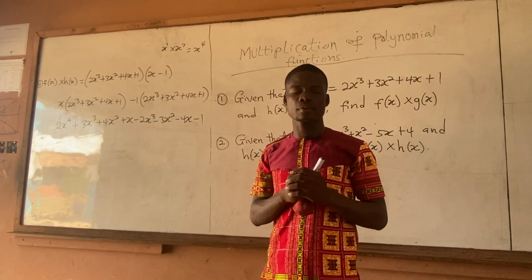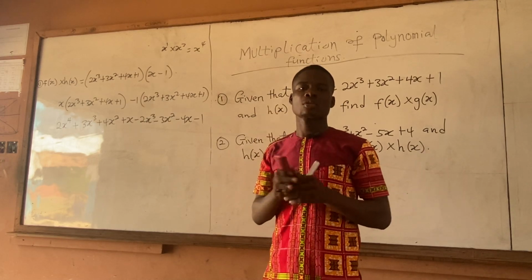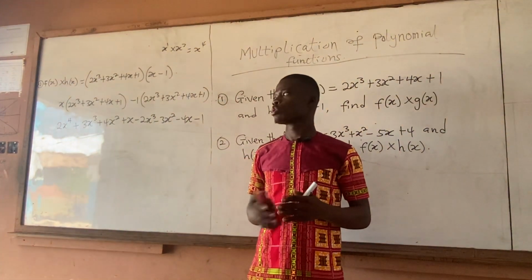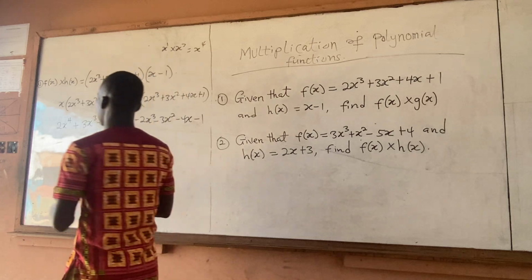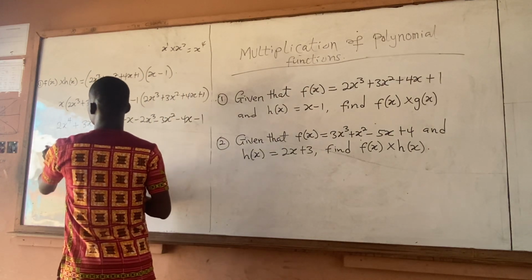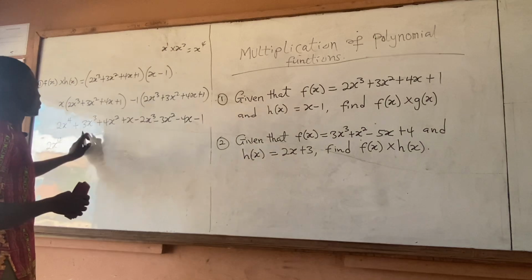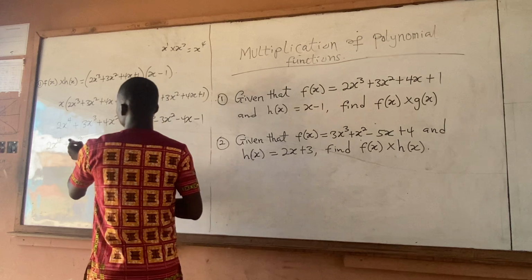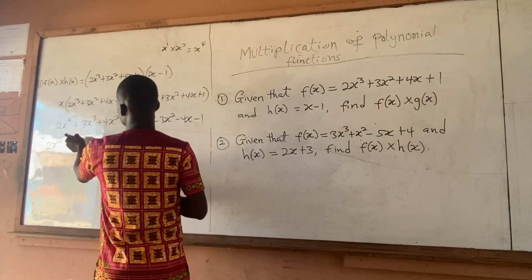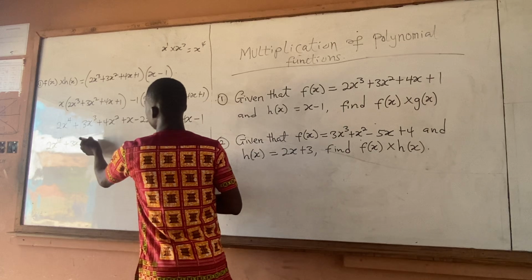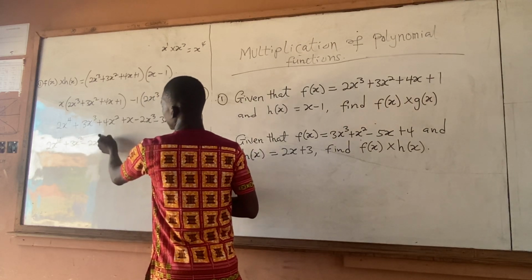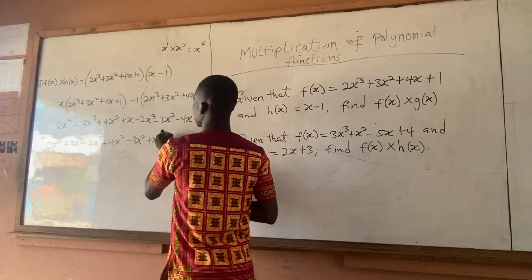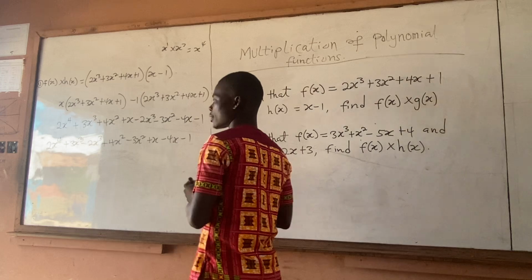Now, let's take our time and group the like terms by using the exponents. So we have 2x to the power 4, we have 3x cubed minus 2x cubed, plus 4x squared minus 3x squared, plus x minus 4x minus 1.